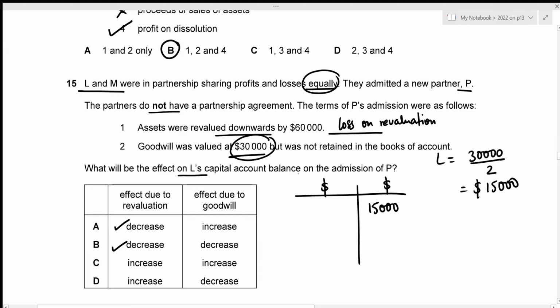Then the goodwill value based on the new profit sharing ratio is to be recorded on the credit side. Now a new partner is there, which means that this goodwill value will now be shared equally among the three partners. And we're sharing it equally because they did not have any sort of partnership agreement, which means that the profit sharing ratio is on an equal basis. So now the new goodwill is 30,000 by 3, which results in 10,000.